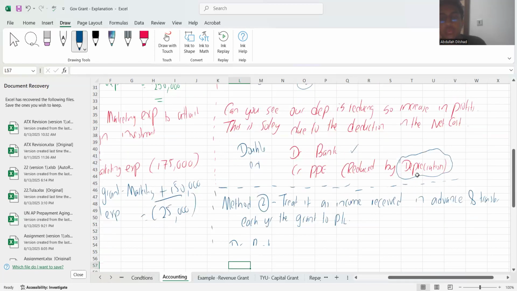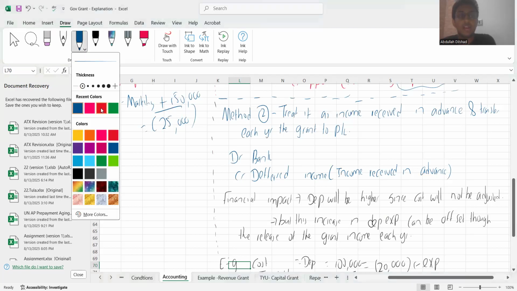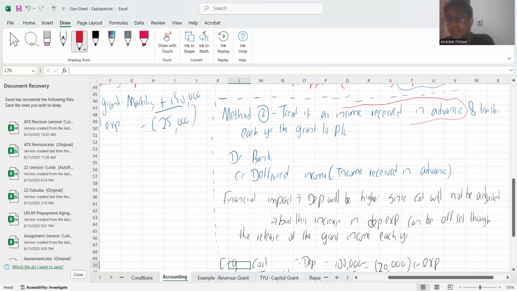Okay. Now, let's move into method number two. Method number two is what we know already. What method number two says, let me take another pen again, is treat it as income received in advance, right? And transfer it each year under the grant income to P&L.